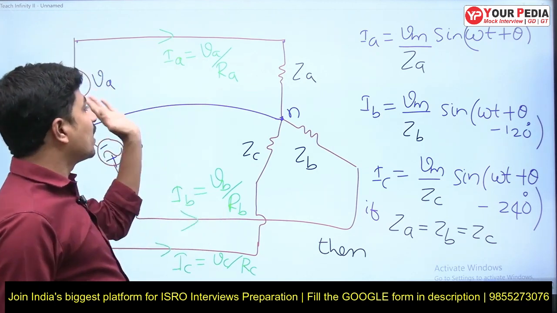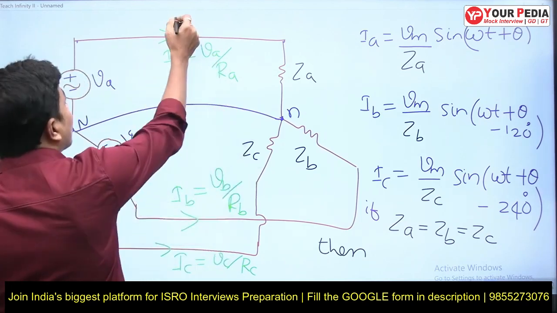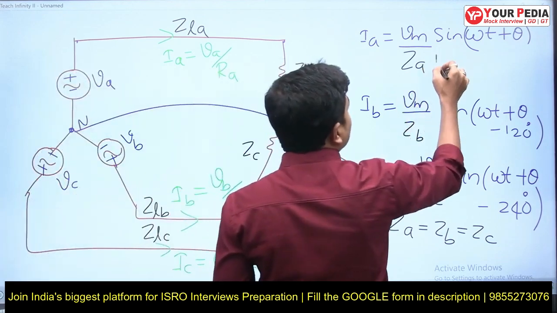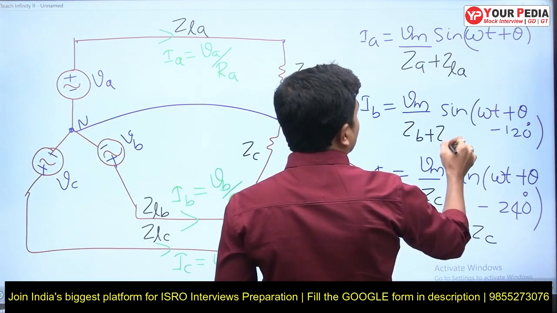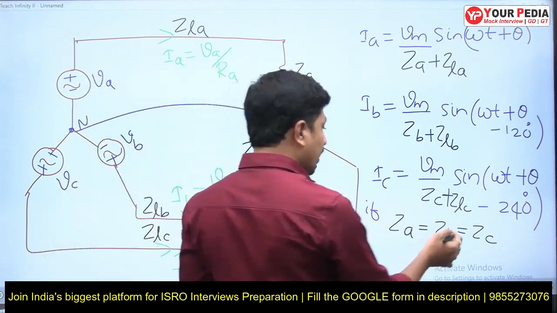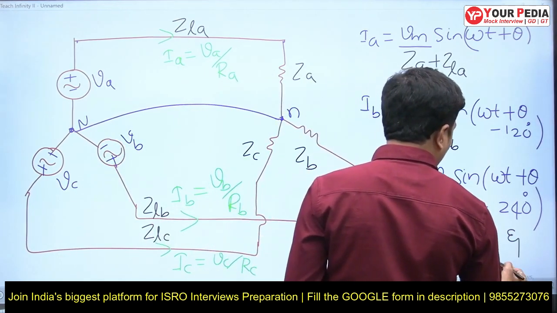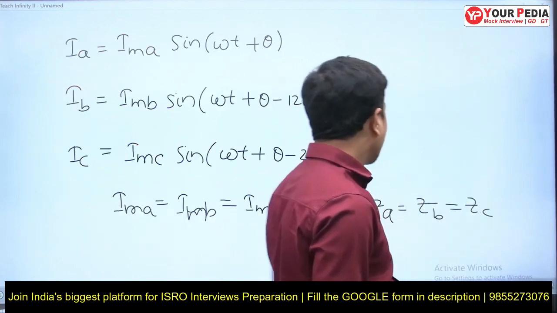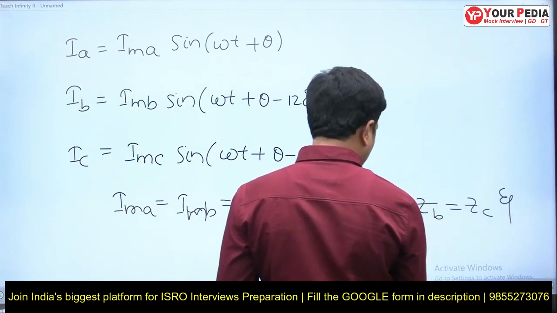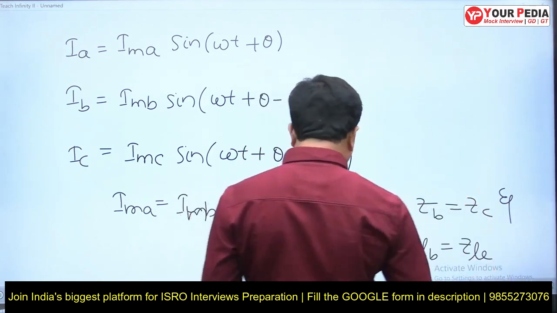These are the connecting lines: source A to load A, source B to load B, source C to load C. Suppose those lines have ZLA, ZLB and ZLC. Here we are going to get the source plus ZLA, plus ZLB, plus ZLC. Now the condition is ZLA is equal to ZLB is equal to ZLC. Then only it is possible that IMA is equal to IMB is equal to IMC. Not only magnitudes but also angles.